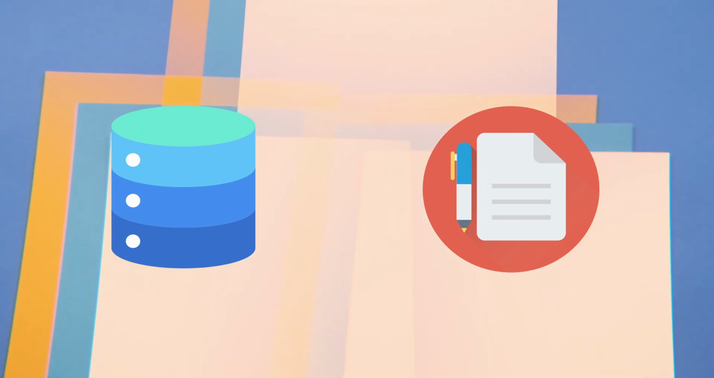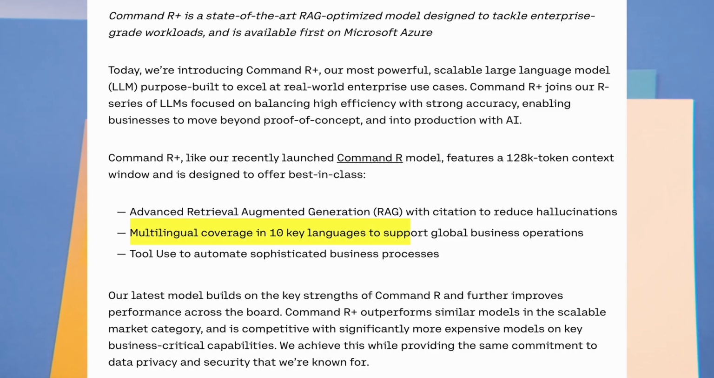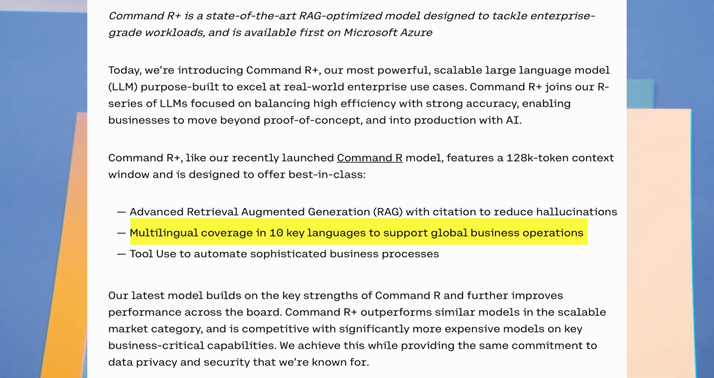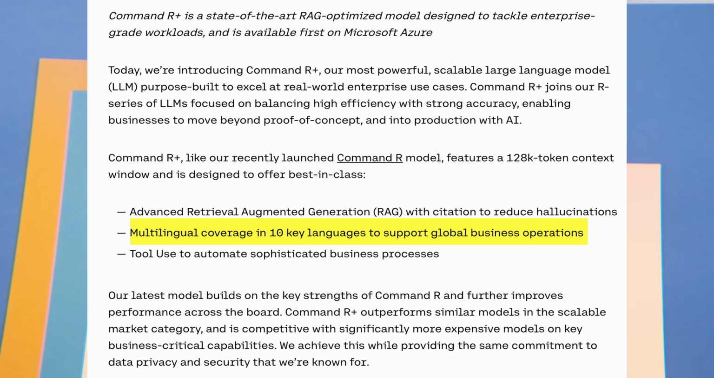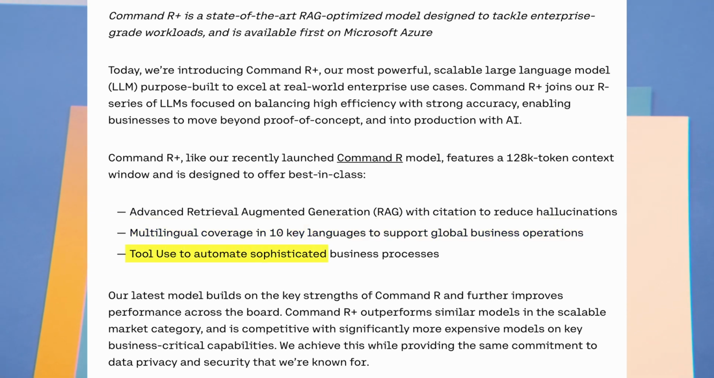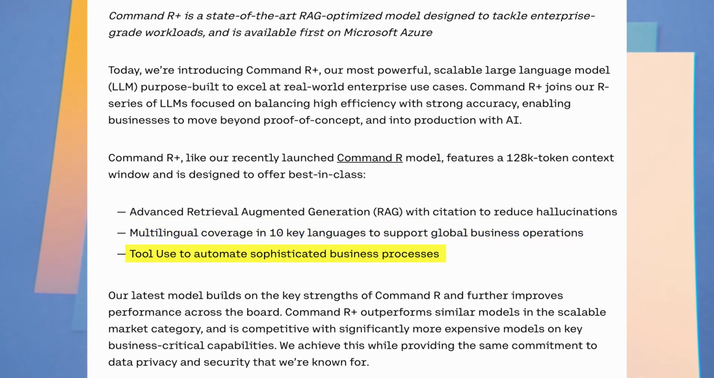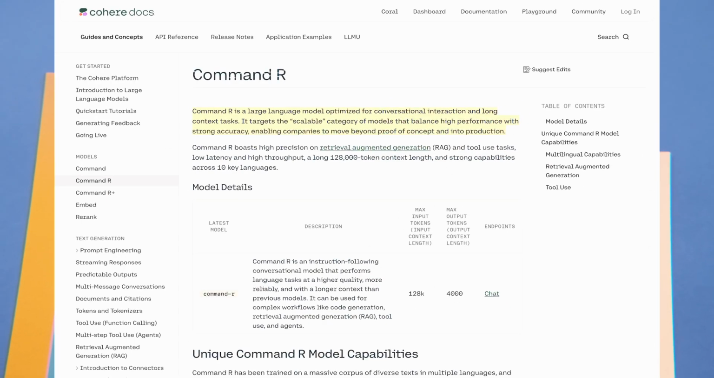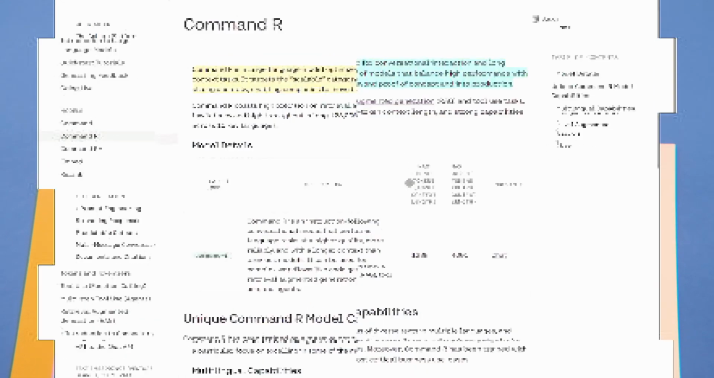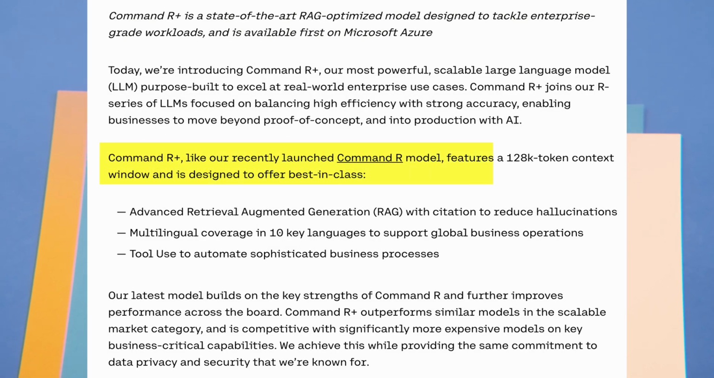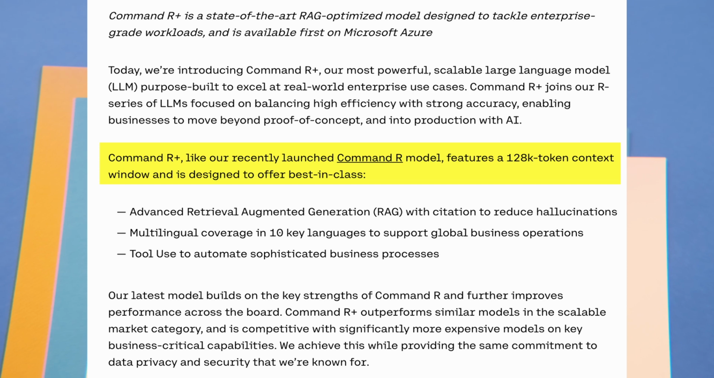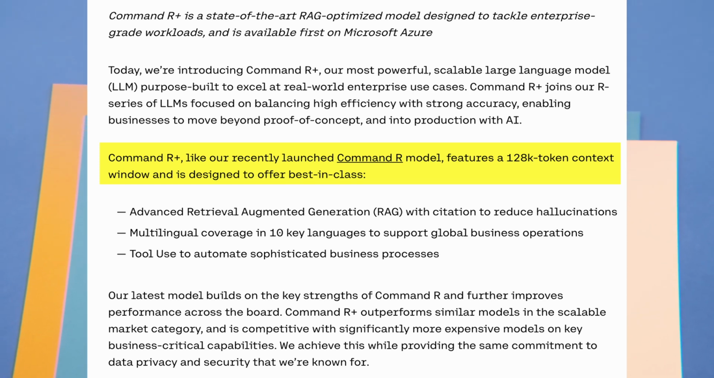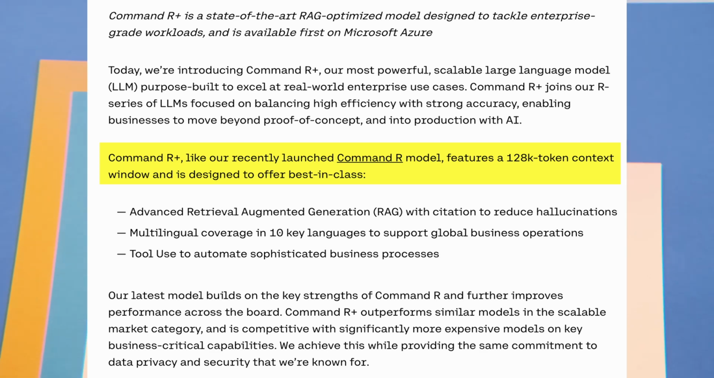It has been trained with 10 key languages, and it can generate responses in all the 10 key languages. It can also be integrated with multiple other tools to facilitate your workflow. This model is an improved version of the model CommandR by the same company. It also features a 128K context window, which means you can give it a document with 300 pages, and it can even summarize that. It's pretty cool.